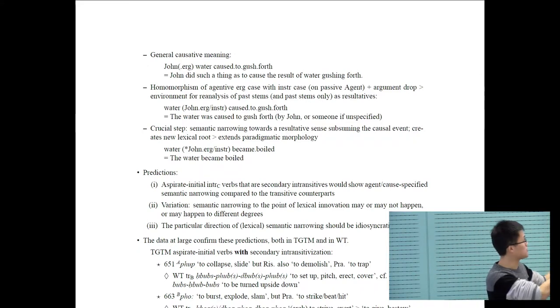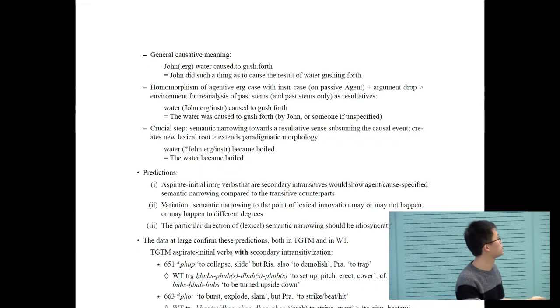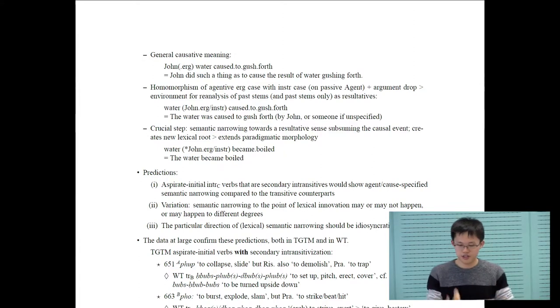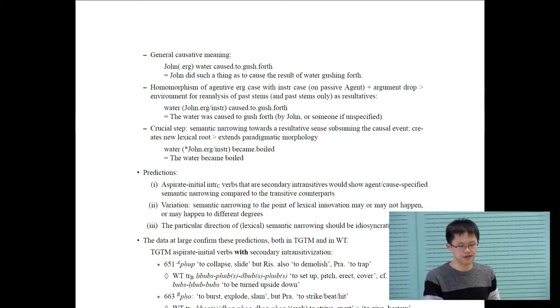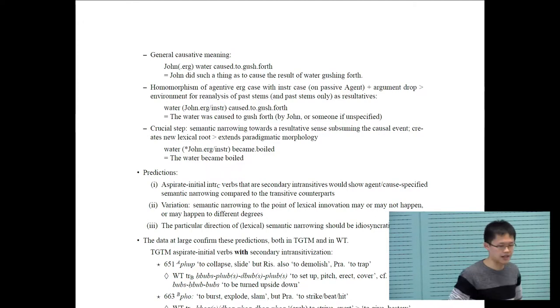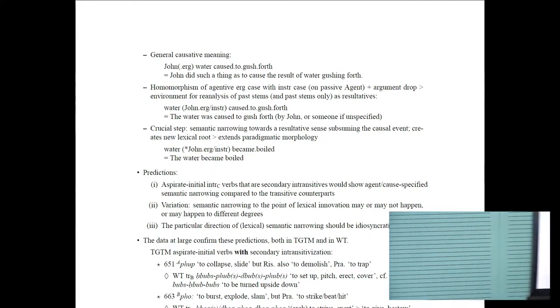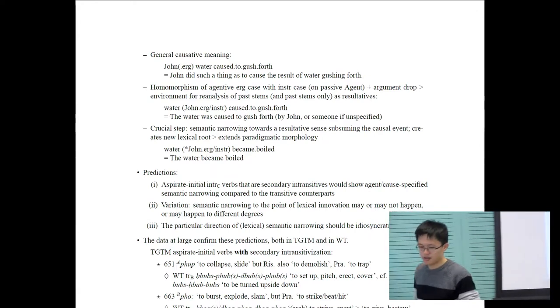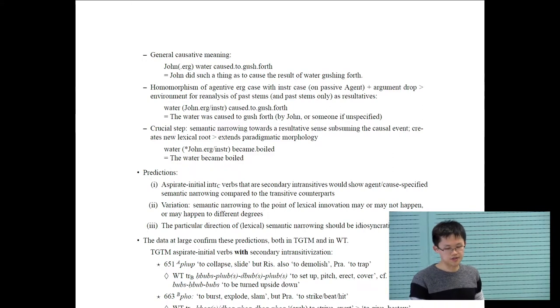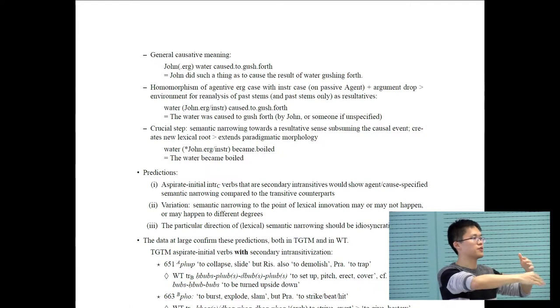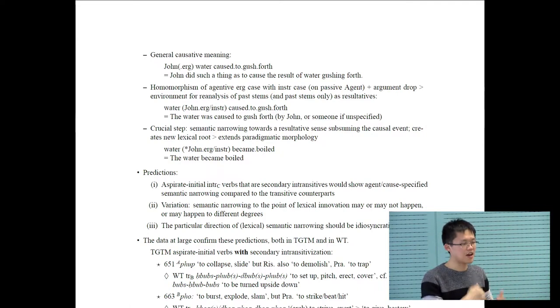You probably get lots of sentences like water caused to gush forth. The water was caused to gush forth by John, if overtly specified, or by someone, if unspecified. Now, the crucial step here is that semantic narrowing happens on this particular causative stem, this transitive stem, towards a resultative sense that subsumes the causal event. So instead of gushing, cause to gush forth, you have a narrower sense of causing to gush forth, namely to boil. That semantic narrowing gets lexicalized.